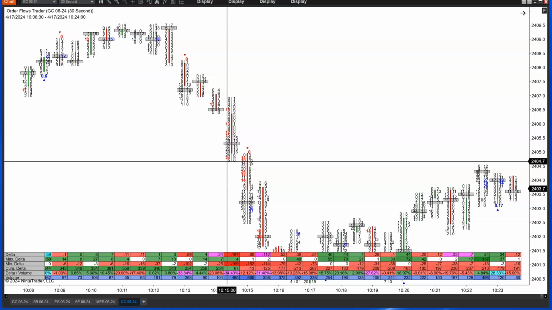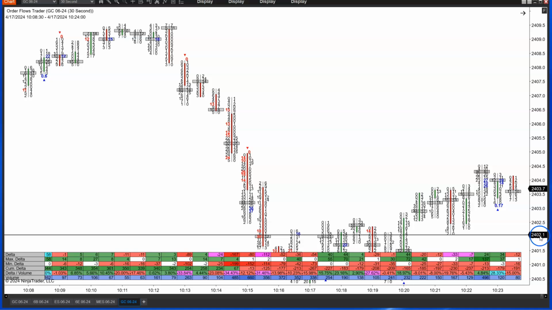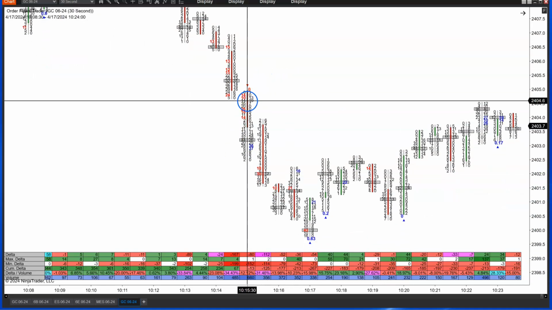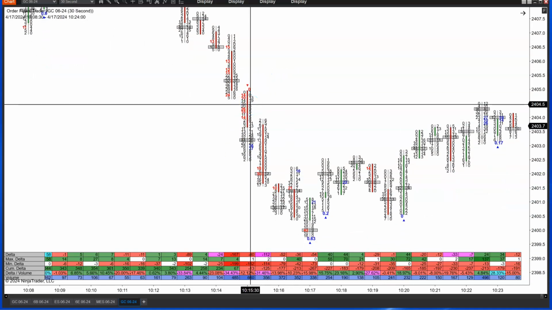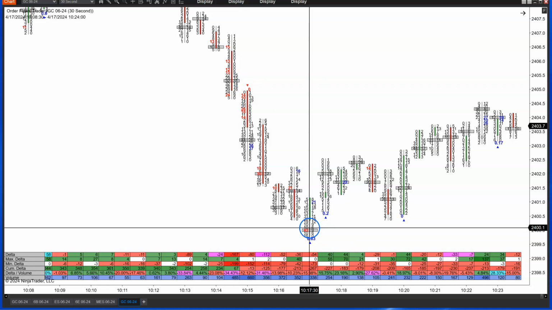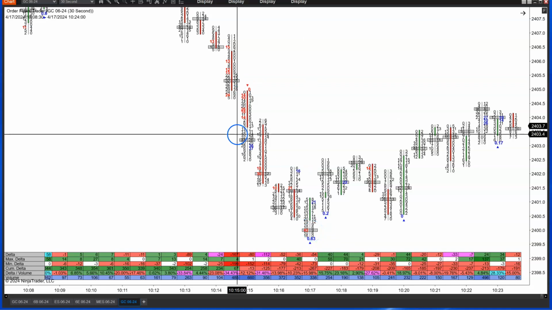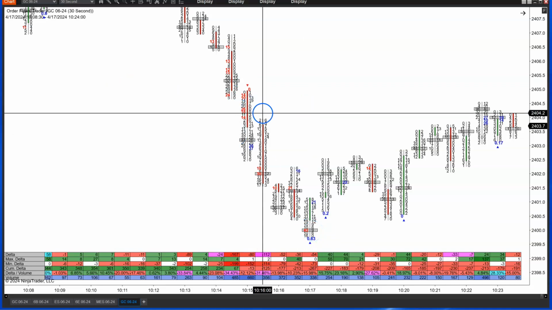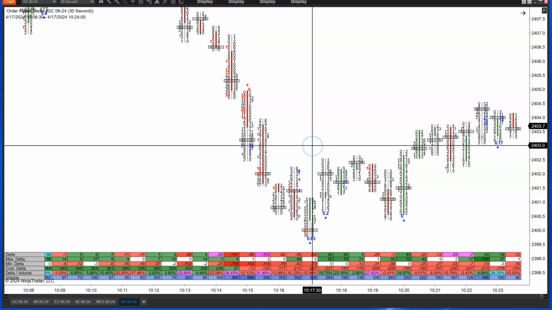You should be aware that, hey, you know what? There's aggressive sellers coming into this market. The next thing you know, market drops basically from 24.05, which is up here, but 24.04 and a half, all the way down to 24 even. So it's a $4.50 move. Like within, this is a 30-second chart, so that's within 1 minute, 2.5 minutes.